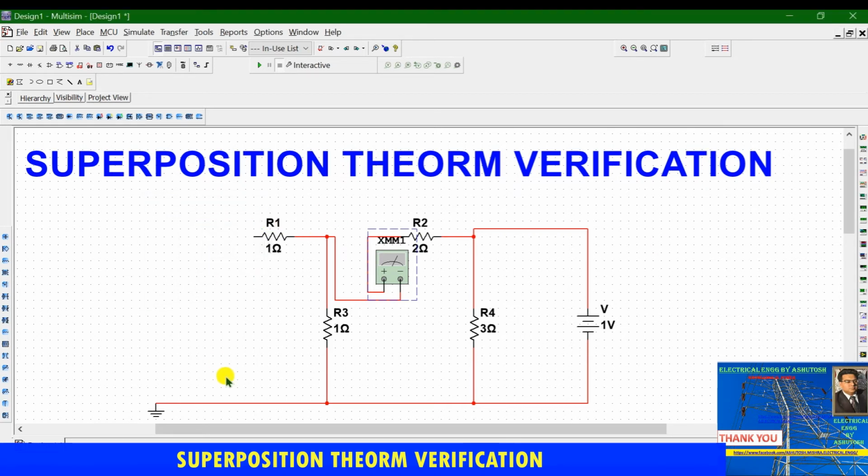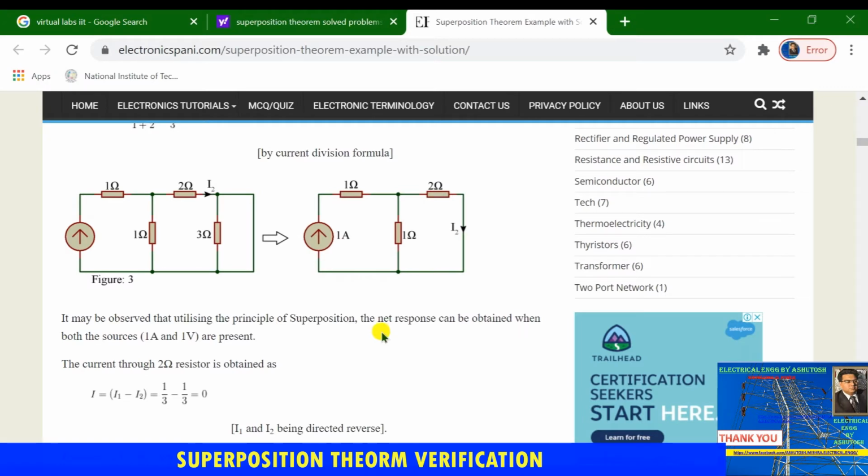Now the next step, what you have to do? You have to select this current source and consider it in the circuit. It will remain in the circuit, but the voltage source will now be replaced by its short circuit. As you can see over here, here was the voltage source and now it is replaced by a short circuit.